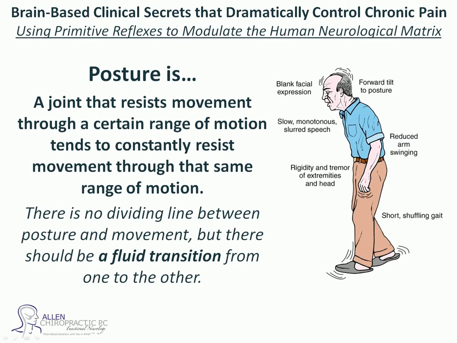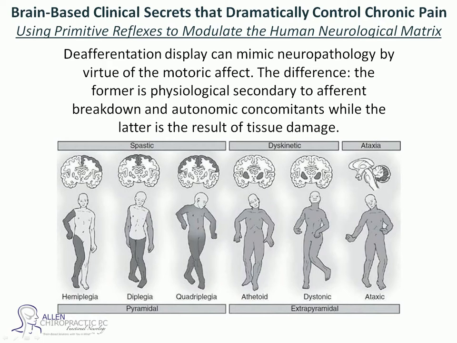Here's a person with Parkinson's syndrome, and it represents that a joint that resists movement through a certain range of motion tends to constantly resist movement through that same range of motion. There should be no dividing line between posture and motion, but there should be fluid transition of one to the other. But if a person gets a posture inside of movement, then that's pathology. Deafferentation display can mimic neuropathology by virtue of the motoric effect. That is, deafferentation can mimic pathology.